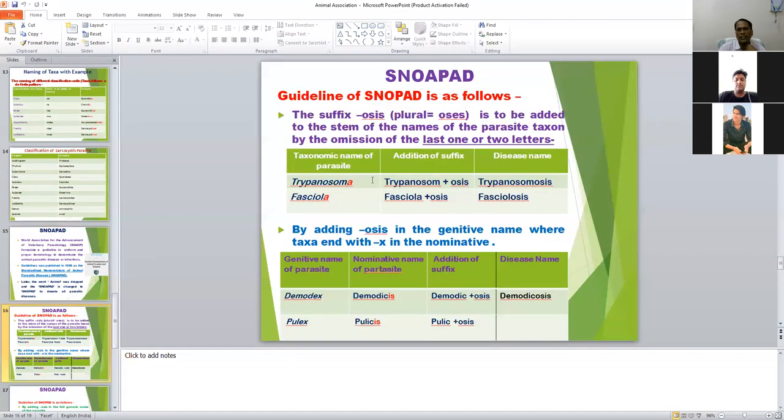The guideline on the parasitic suffix is that osis is to be added to the stem of the name of the parasite taxon. Trypanosoma is the taxonomic name of the parasite, but the a is omitted and osis is added as a suffix, and the disease name is trypanosomosis. Like Fasciola, the taxonomic name: the a is omitted, removed, and osis is added, and the disease name is fasciolosis. So when Fasciola infection occurs, the disease is called fasciolosis. When Trypanosoma infection occurs, the disease name is trypanosomosis.